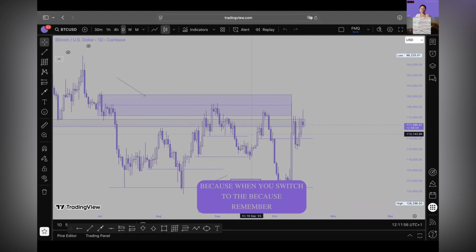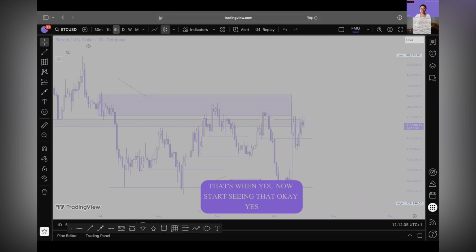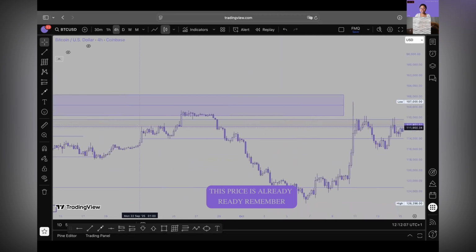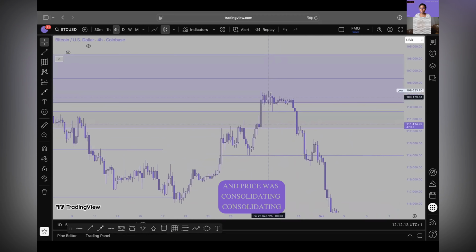Because when you switch to the lower time frame, remember, higher time frames are for you to identify the direction. Lower time frames are for you to take your entry. When you move to the lower time frame, that's when you start seeing that, okay, yes, this price is already ready. Remember this was our entry for us to take profits, and price was consolidating.